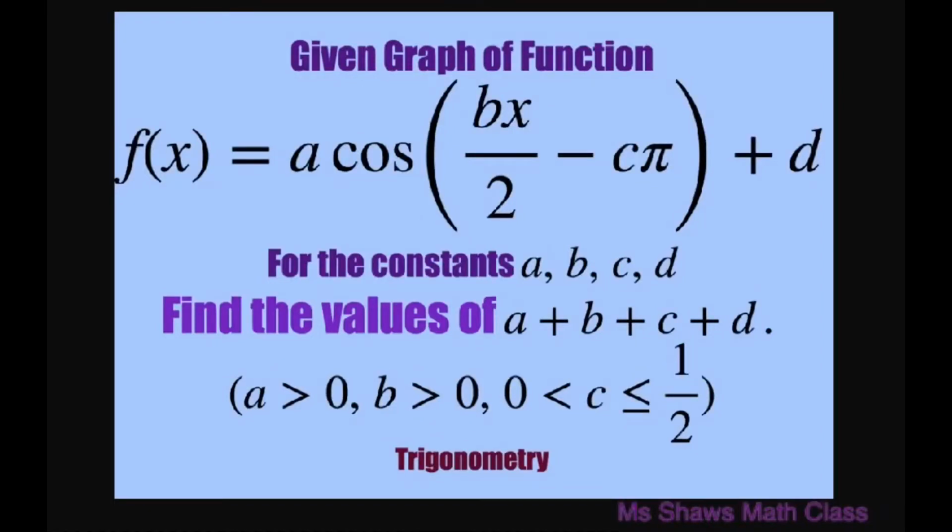Given the graph of a function, we have f of x equals a times cosine of bx divided by 2 minus c times pi, and then plus d, for constants a, b, c, and d. We're going to find the sum of those, a plus b plus c plus d. We're also given that a is positive, b is positive, and c has to be between 0 and 1/2.